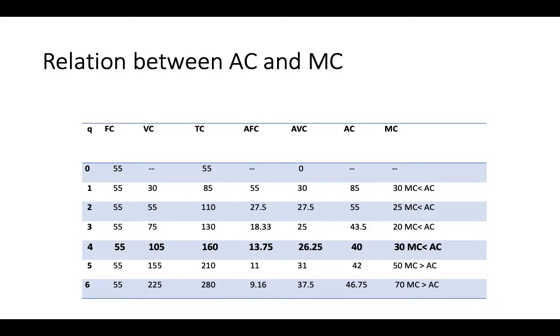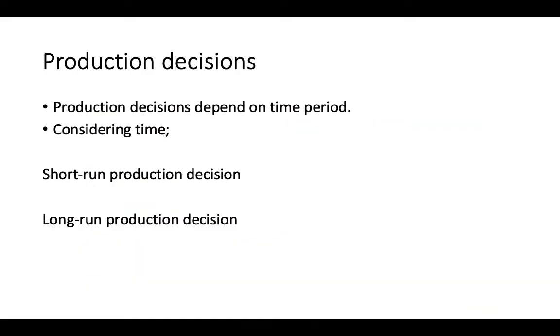I hope it is now clearer how, if the tables or values are given, the cost minimization point can be identified. All right. Our topic, relation between average cost and marginal cost, is completed. Then comes the next topic, production decisions.